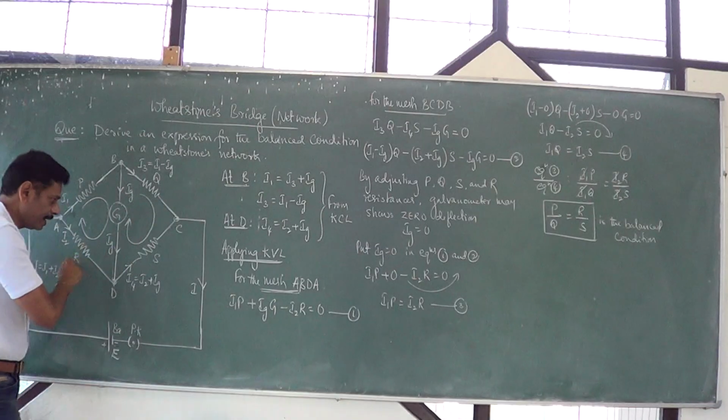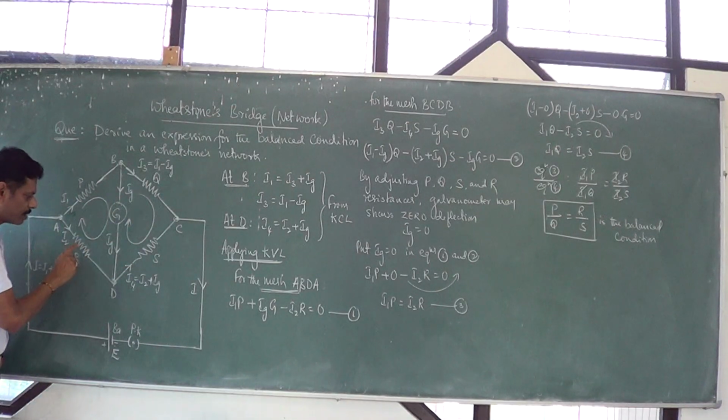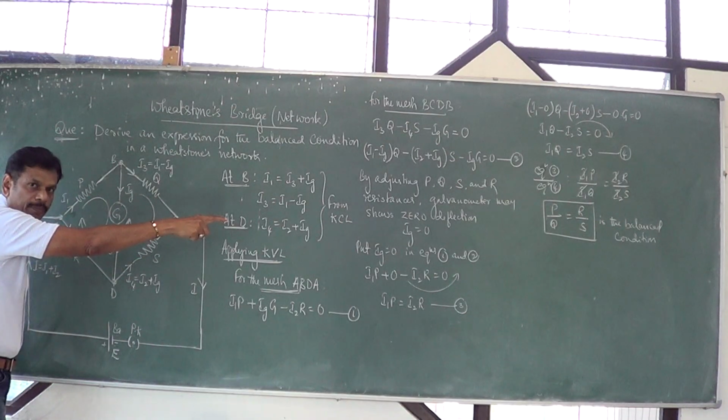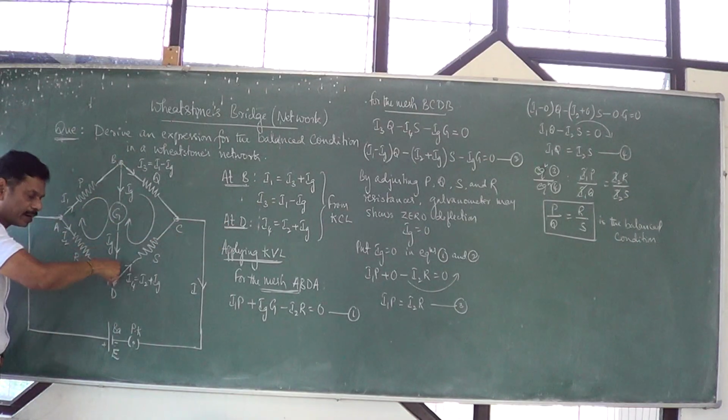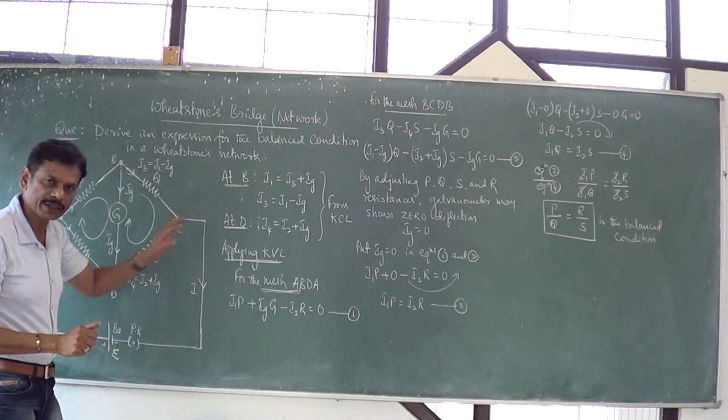If P by Q is not equal to R by S, it is not a balanced condition. If it is not balanced here, then we are supposed to determine Ig current is equal to how much in the case of problems.